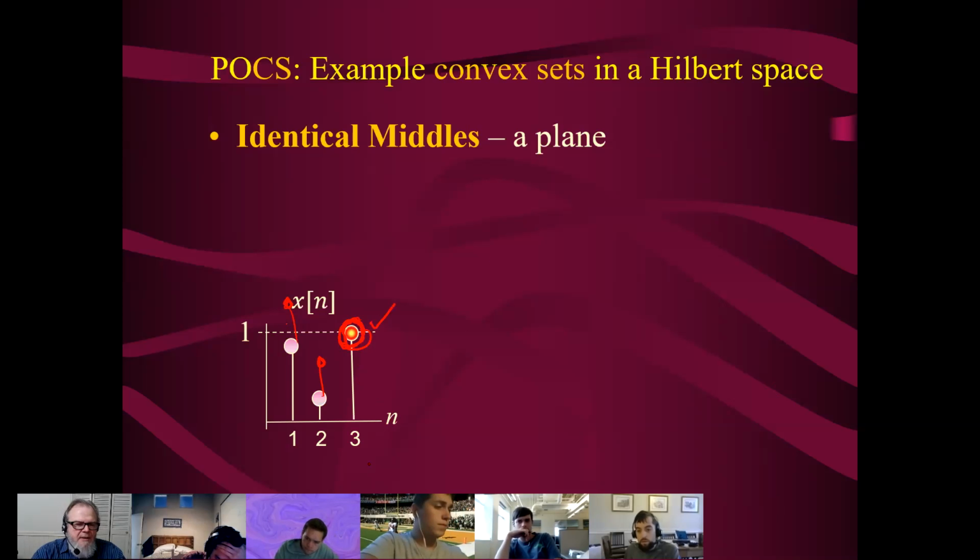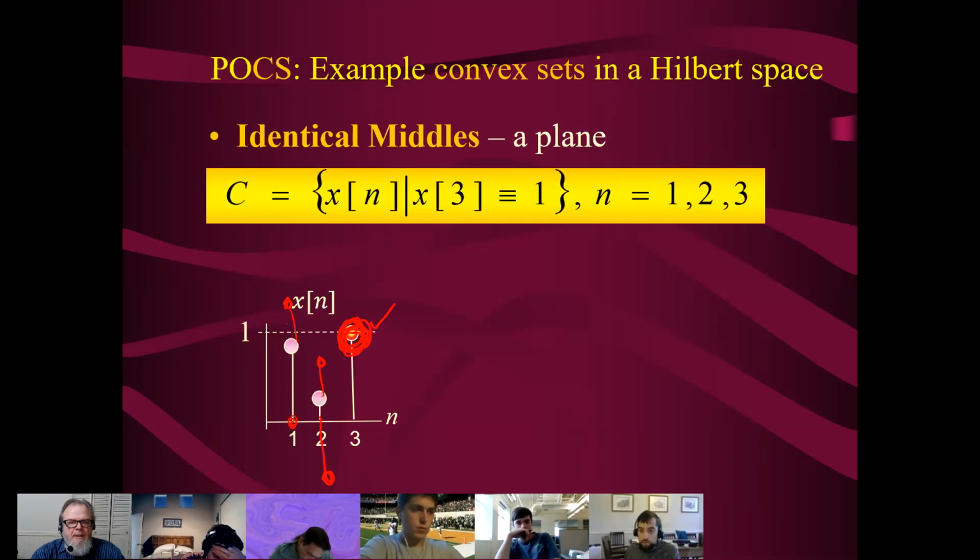So if we had another signal, we can have another signal here, I don't know, way down here, and the third value has to be 1. All of the values have to be 1. The set of all signals where the third value in the signal is always 1 also forms a convex set. So in this example, the convex set is all x sub n in 3 dimensions where the third element is equal to 1.